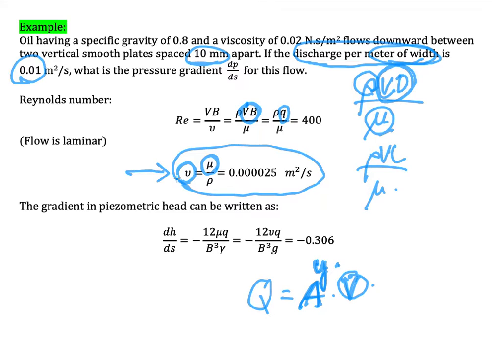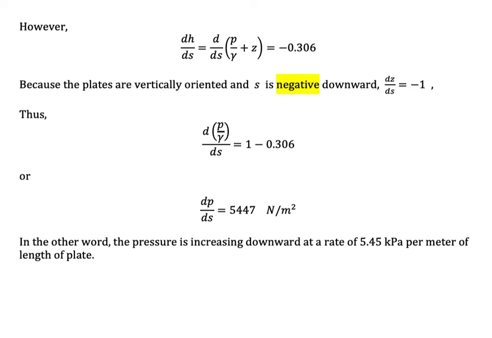Then we need to calculate the pressure gradient. From the previous calculation, we have this one. If we substitute the value, we have 12 mu q here, and then we could get negative 0.306 for dH/ds here. From the previous calculation, we understand that dH/ds can be expanded like this, and it is equal to negative 0.306.